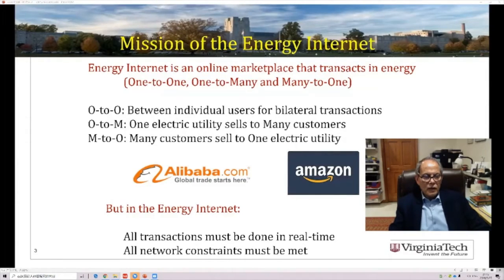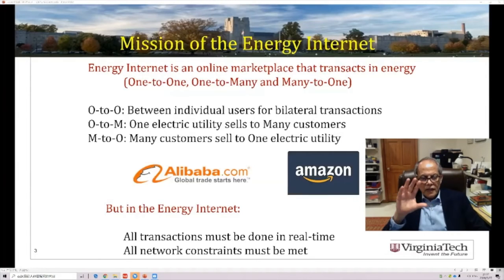The third one is many-to-one. That means many customers sell to one electric utility. For example, in many homes and apartment buildings in China, there is rooftop solar. So those customers who have rooftop solar are selling electricity to one company, State Grid. That's many-to-one.